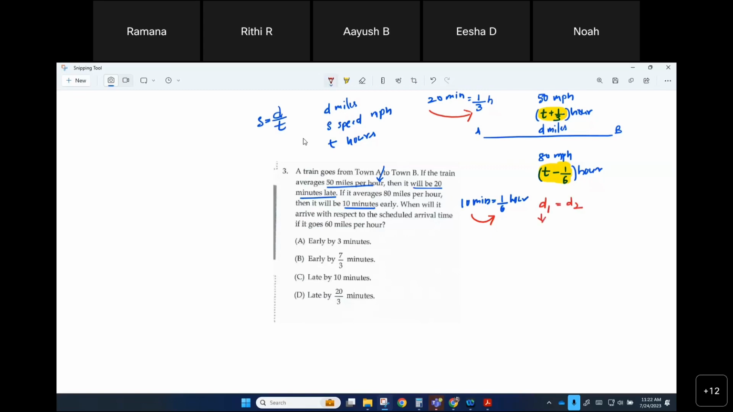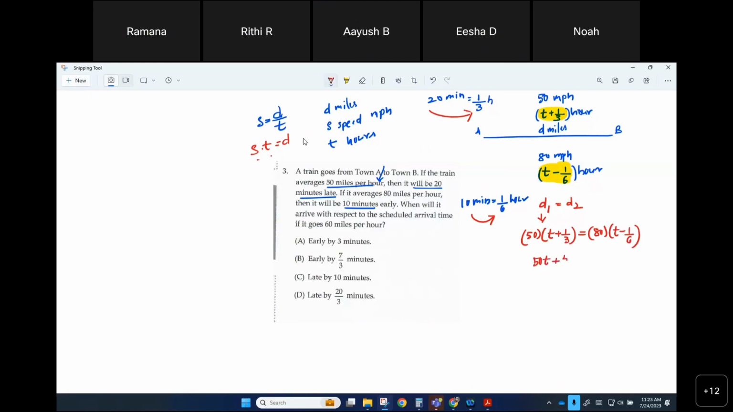What is the distance formula? Speed times time. What is the speed in the first instance? 50. And the time taken is t plus 1/3. Again, distance is speed times time. What is the speed in the second instance? 80 miles per hour, and the time taken is t minus 1/6. So now solve for t, please.